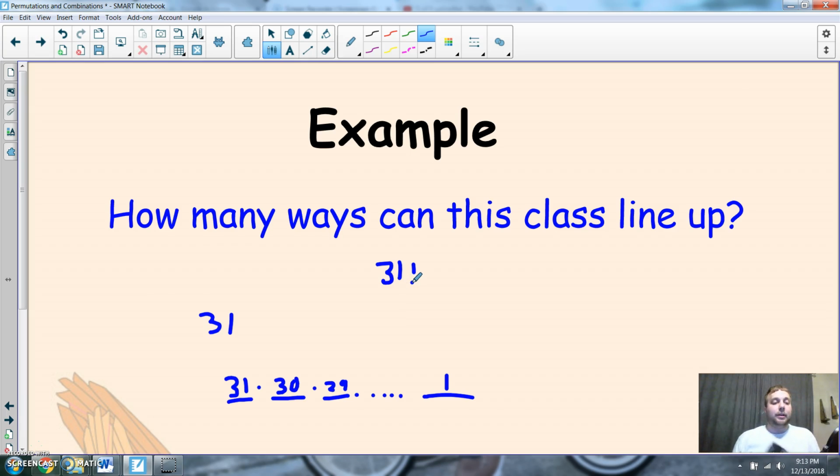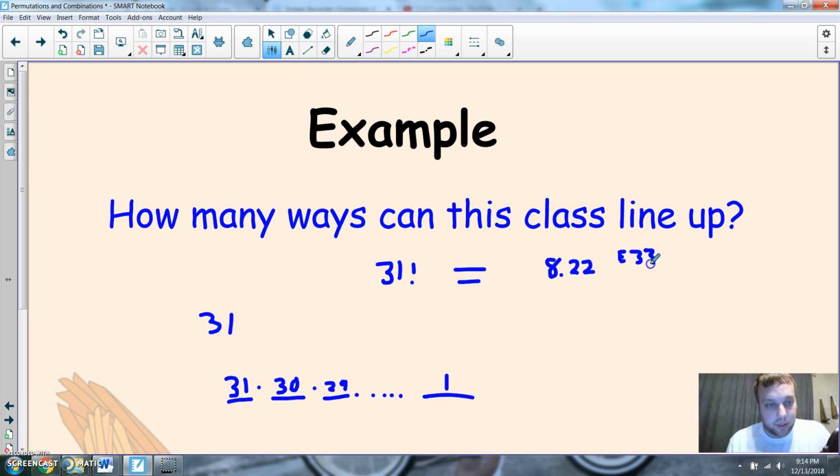So I'm going to take out my nifty calculator. I'm going to go 31 and factorial. All right, I get this amazing answer. How many ways can our class line up? 8.22, and then it says that e to the 33rd.